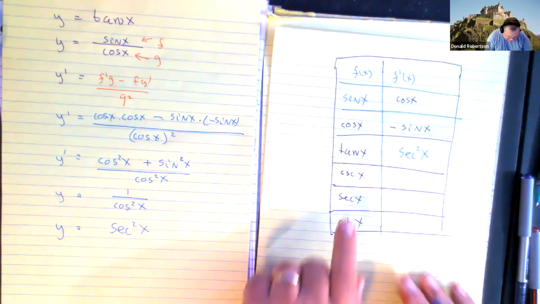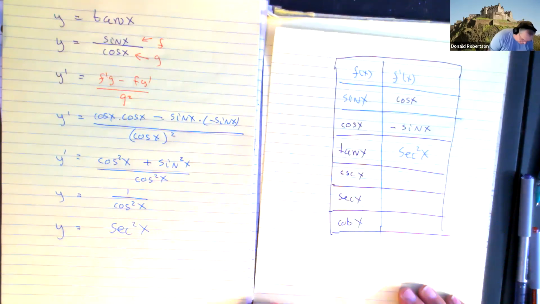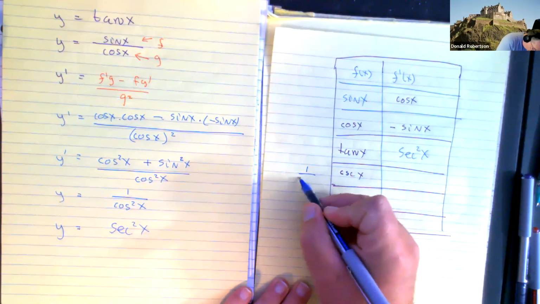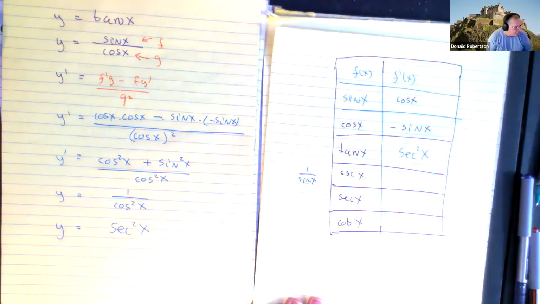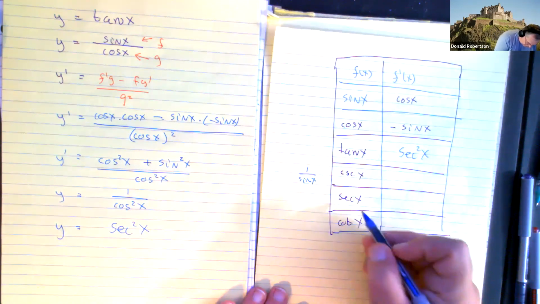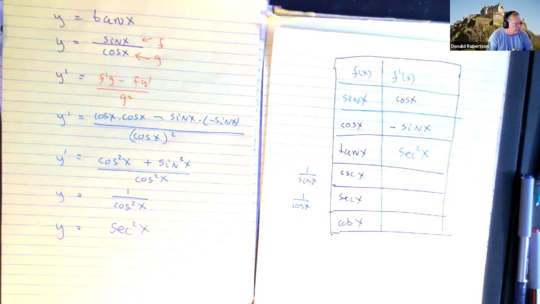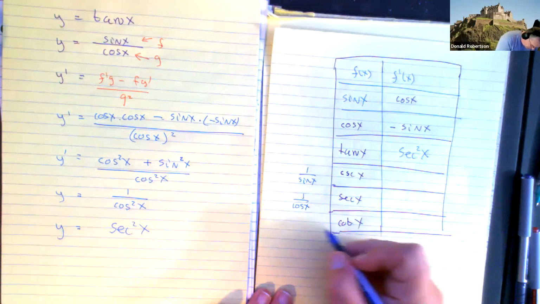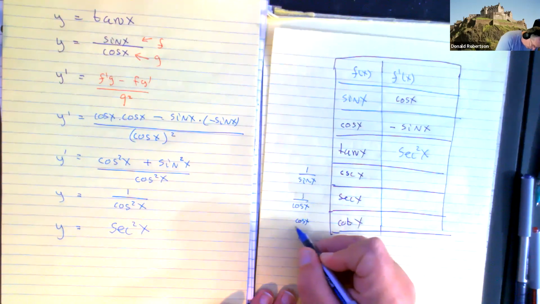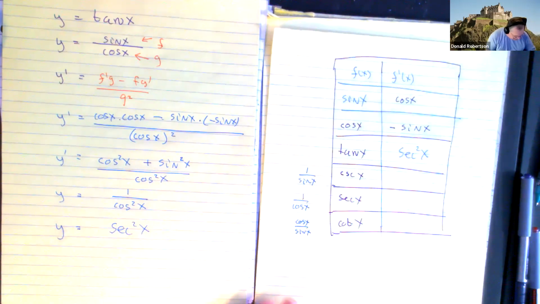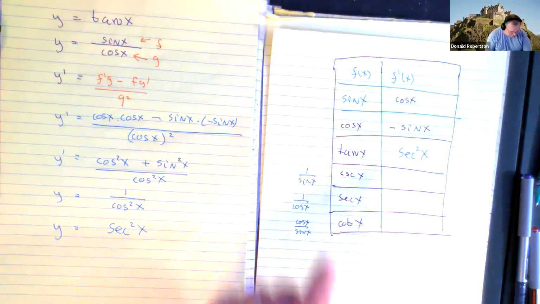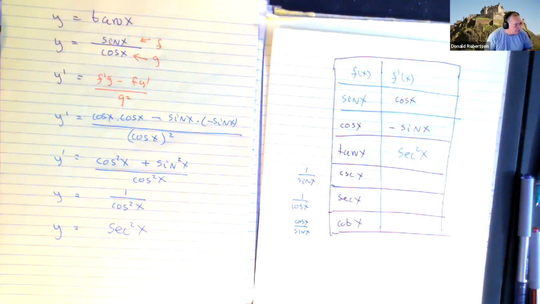Now, we don't have a lot of time to show you the others, but if I was going to find the derivative of cosecant x, I would call it 1 over sine x and do a quotient rule. If I wanted to find the derivative of secant x, I would call it 1 over cosine x and use the quotient rule. And if I wanted the cotangent x, wouldn't I just realize that it was cosine x over sine x and use the quotient rule? So you can see that's how I would have done it every time.